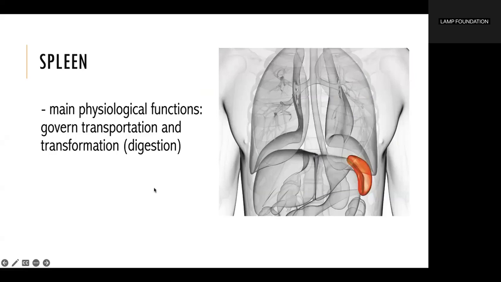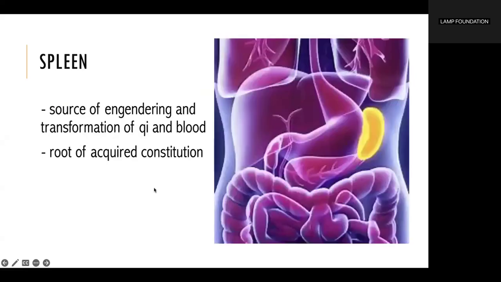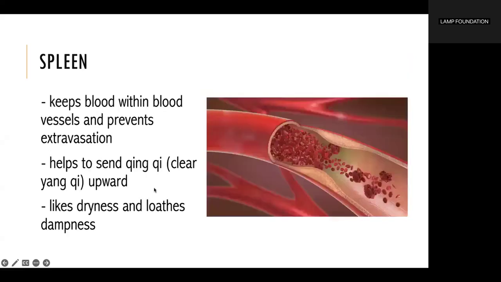The spleen transforms the ingested food and drink to extract food qi, or nutritive substances, from them and supplies the organs and tissues with adequate nutrition for the maintenance of normal physiological functions. Overall, the spleen serves as the source of engendering and transformation of qi and blood and is often called the root of acquired constitution. The spleen has the function of keeping blood within the blood vessels and preventing extravasation. It helps to send qing qi, or the clear yang qi, upward. It likes dryness and loathes dampness.